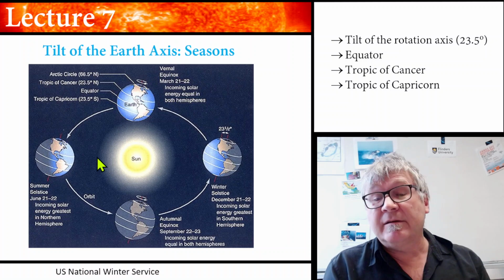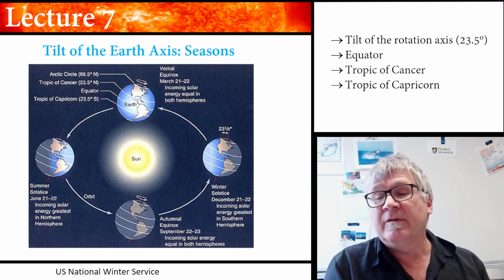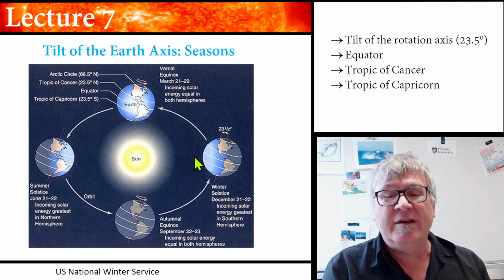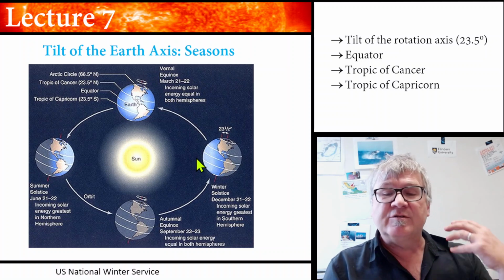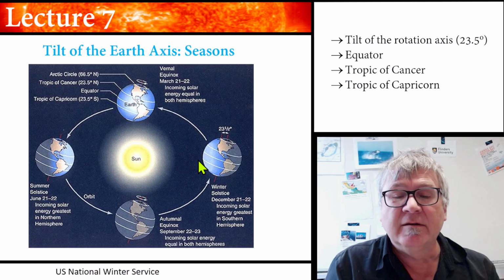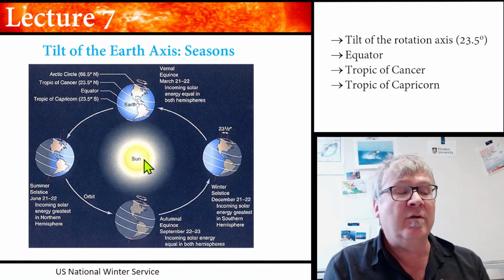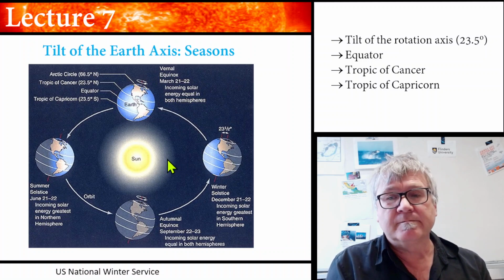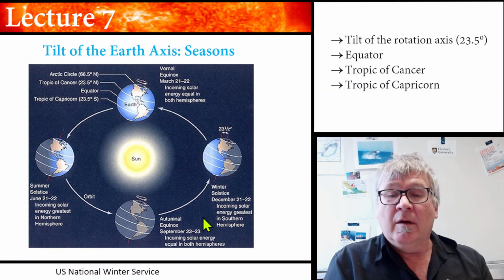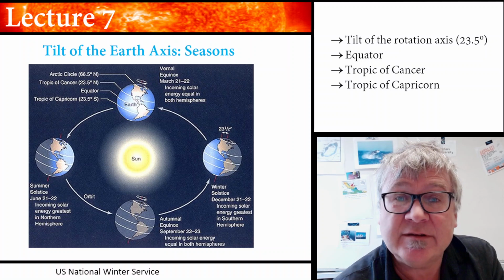So 6 months later, the situation is opposite, where you have something we call the winter solstice on December 22nd. The incoming solar energy is greatest in the southern hemisphere, and that's now the closest distance between the Earth and the Sun is at the Tropic of Capricorn. So this explains the seasons, this configuration.